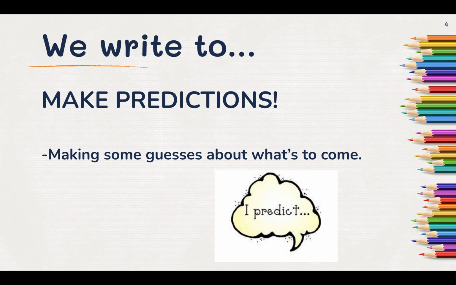Another reason that we write things is to make predictions. We do this all the time when we're reading, even if we don't realize we're always doing it. It's whenever you think, ooh, I bet this happens after you've read a section, or, you know what, I bet this character does this, or I bet this is how the book ends. So it's just making some guesses about what's to come.